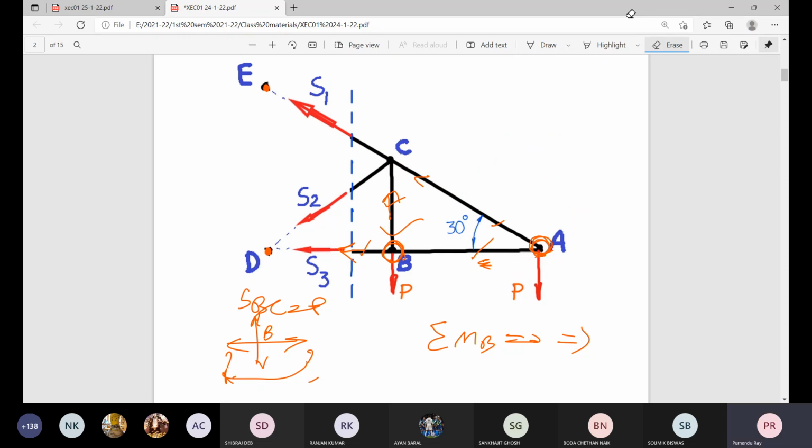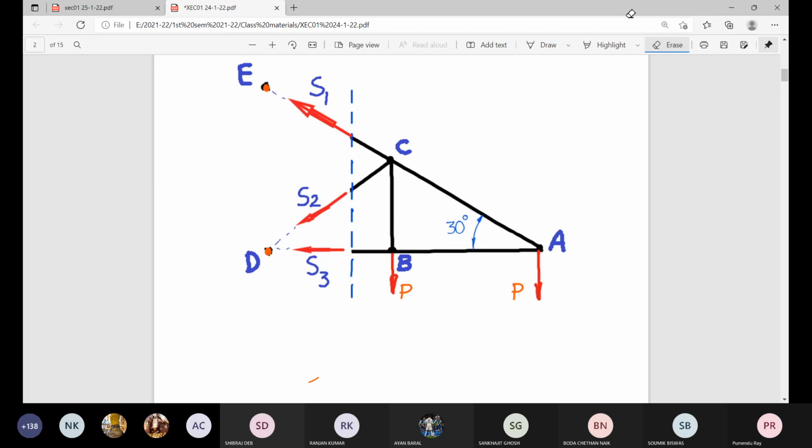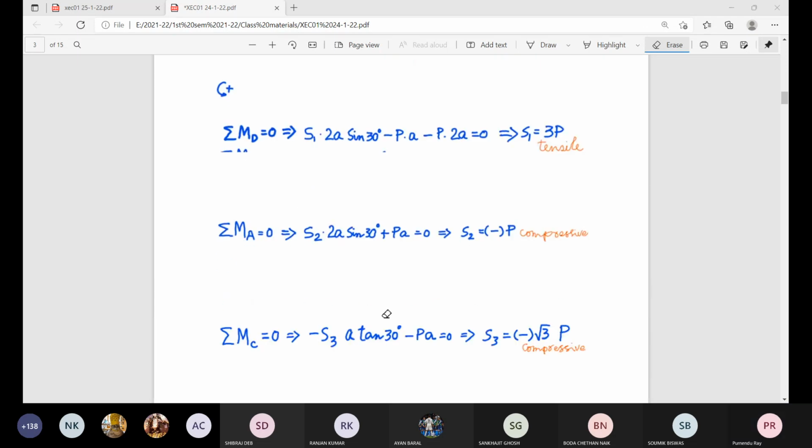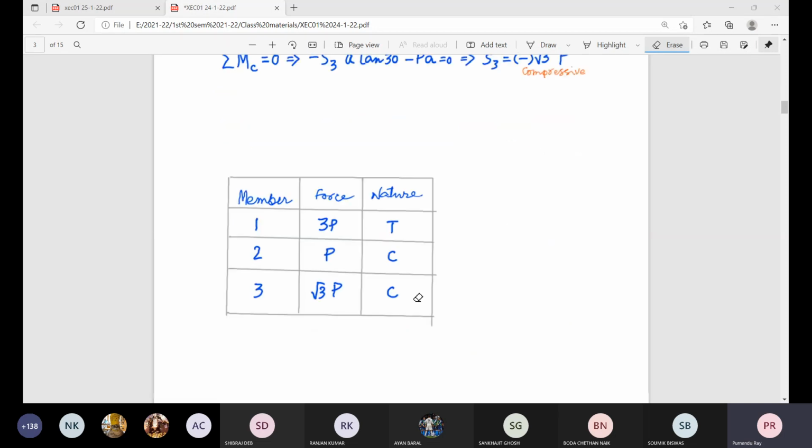So I expect that you go through any book and start with the solved examples, understand them completely, then attack the end of the chapter problems so that you can solve them independently. Now, the next step was these three equations. I asked you to check whether these equations have been written correctly or not, and check their values and nature, 3P, P and root 3P, tensile or compressive, and at the end of the solution you present the answer in this tabular form.